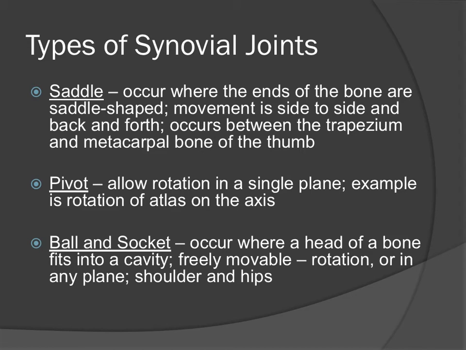Pivot allows rotation in a single plane. An example is the rotation of the atlas on the axis. Now remember, that's your neck. That's your C1 and your C2. The ball and socket joint occurs where the head of a bone fits into a cavity. It is freely movable, with rotation in any plane. Your example here is your shoulder, your arm being attached at your shoulder in the scapula, and also your hip, where the femur bone is attached to the hip bone.